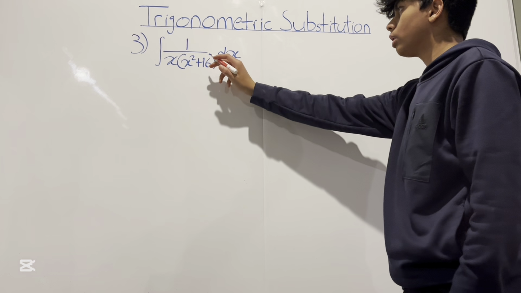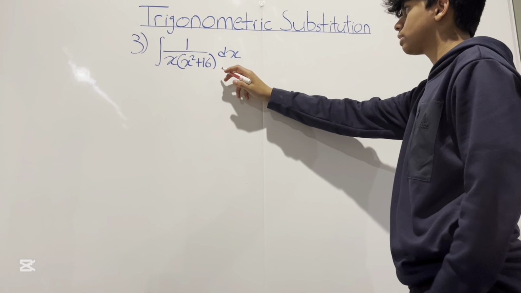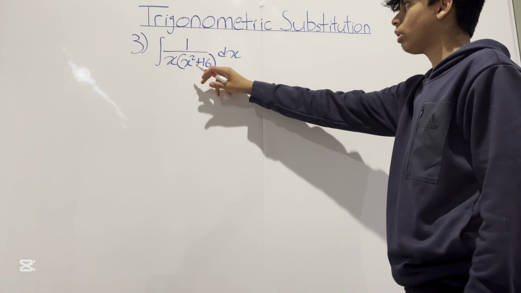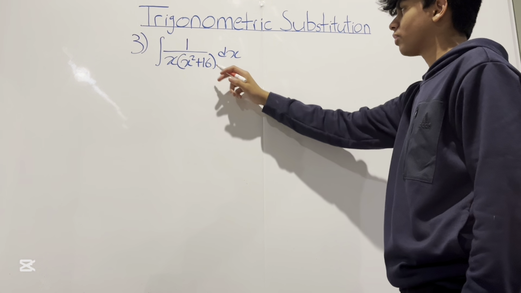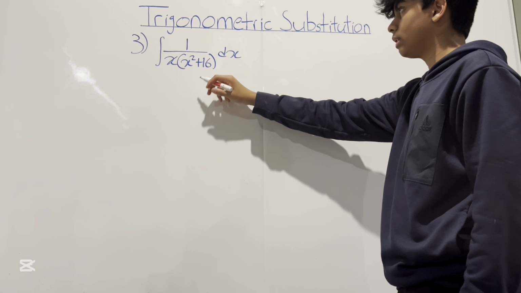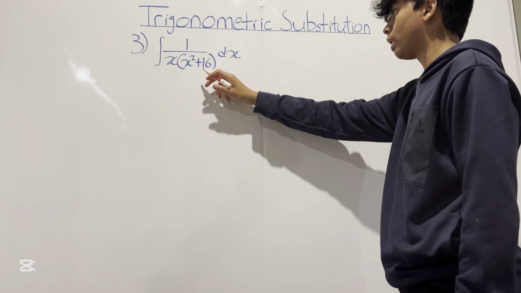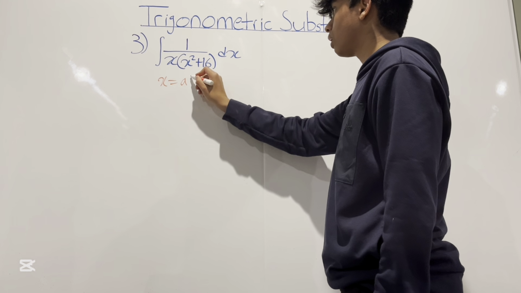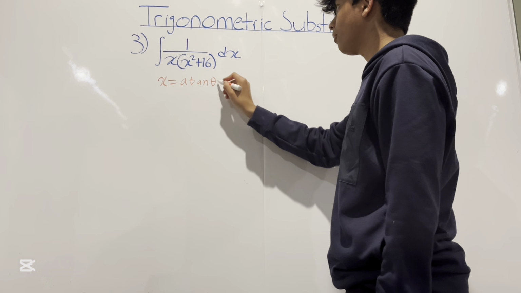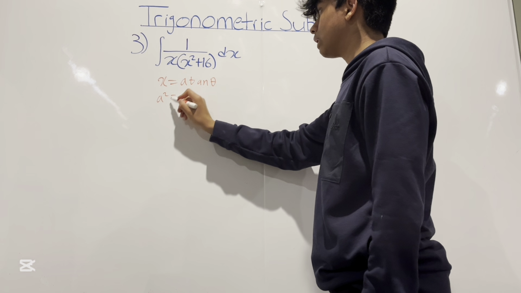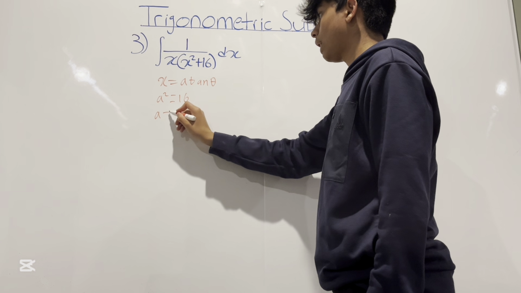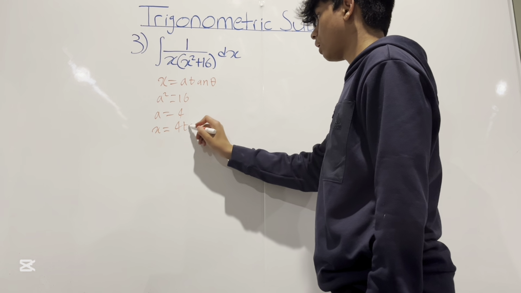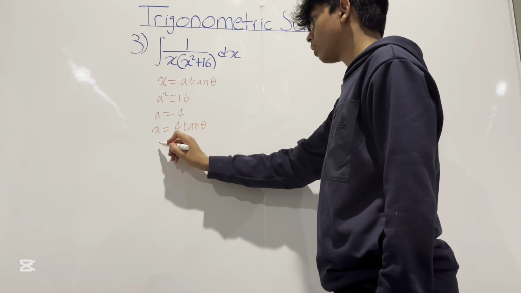Question 3, we have the integral of 1 over x times x squared plus 16 dx. Here, this looks like arctan. Even though we don't have a square root, we can still do it. For arctan, we don't need to have a square root. We can still do it with the square root, but it's still fine. So this is going to be x equals a tan theta. A squared is 16, so A is equal to 4. So x equals 4 tan theta.